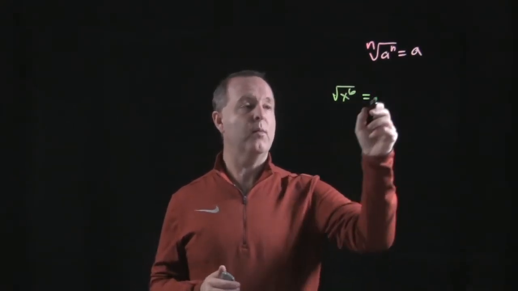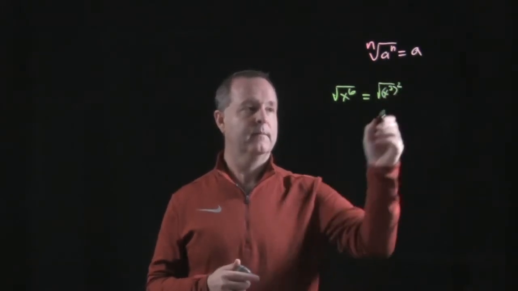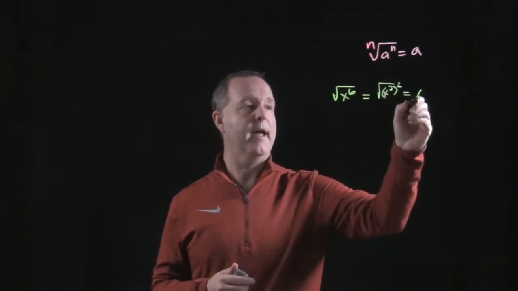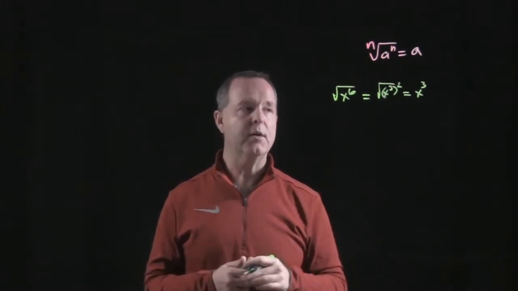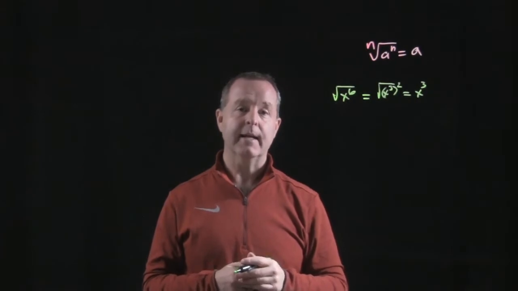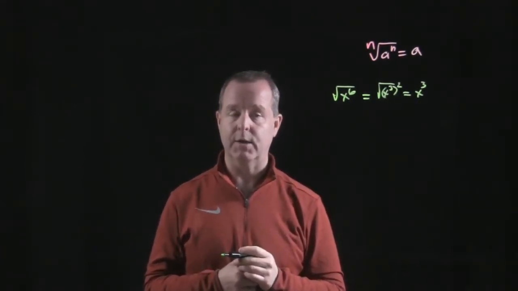Well, if we remember that we can rewrite this as x cubed to the square, and that allows us to eliminate the square root and the square, and I'm left with x cubed. Again, we're dropping the absolute value, so it's just x cubed. So x to the 6th is a perfect square. It is x cubed times x cubed.